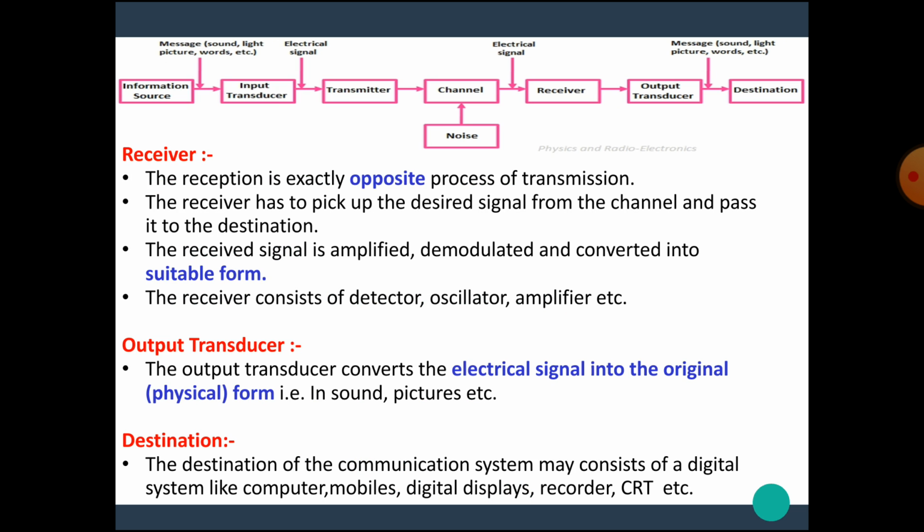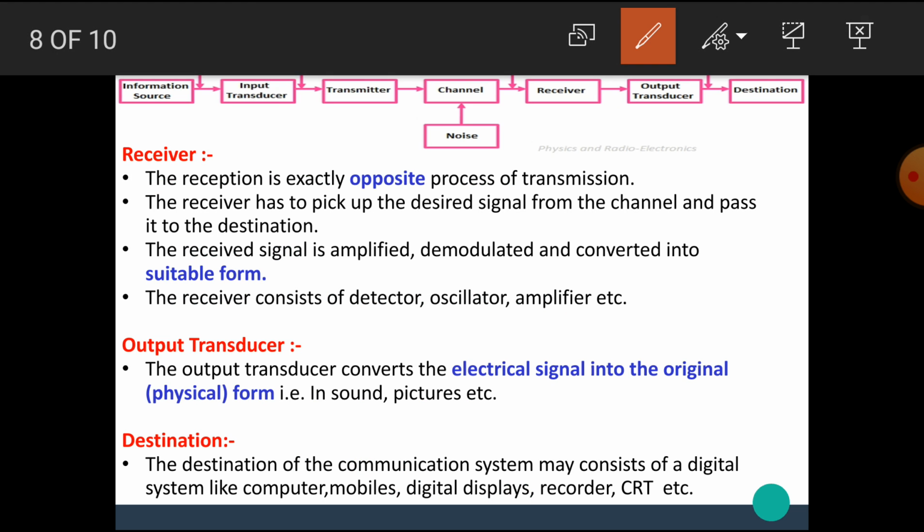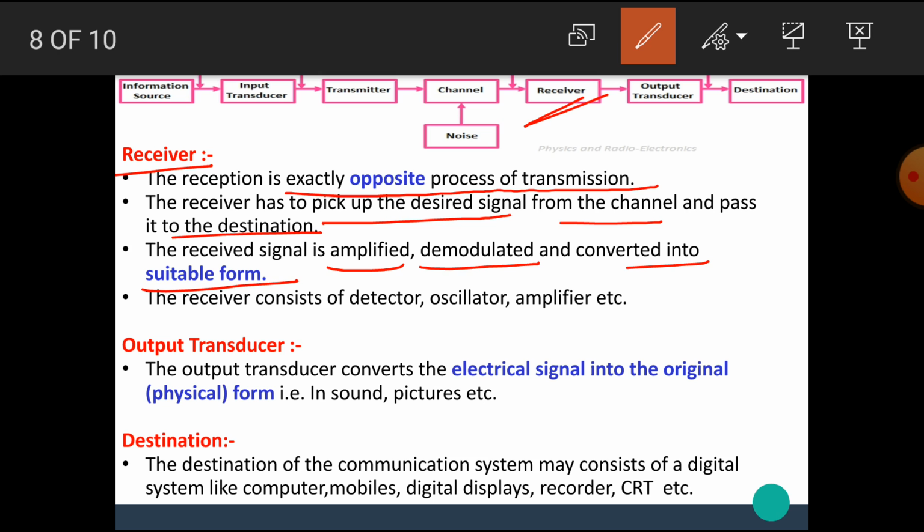Our next block is the receiver block. The reception is exactly the opposite process of transmission. The receiver has to pick up the desired signal from the channel and pass it to the destination. The received signal is amplified, demodulated, and converted into a suitable form. The receiver consists of a detector, oscillator, amplifier, etc.